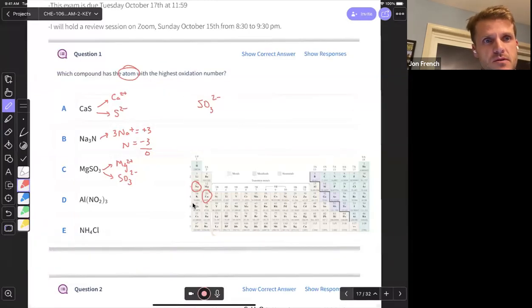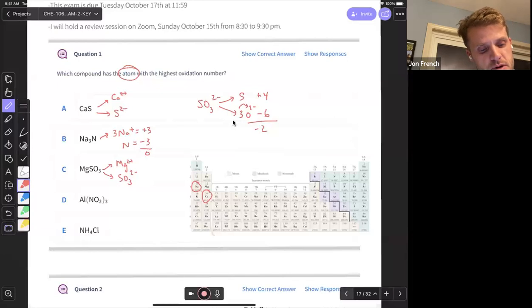all we have to do is break this down and say, okay, I've got sulfur, I've got 3 oxygens. The total charge is -2. And I know that oxygen is always 2-, right? So 3 times 2, that's -6. So I've got -6 charge from oxygen. To balance that out, sulfur needs to be 4+.